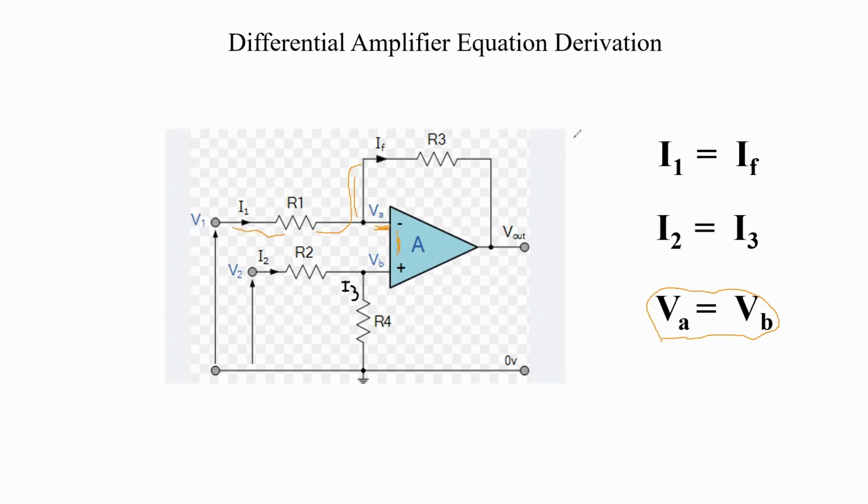Current I1 goes through this side. That's why I1 equals IF, and I2 also does not go through the op-amp. It goes through this line. This line, I2 equals I3 also.